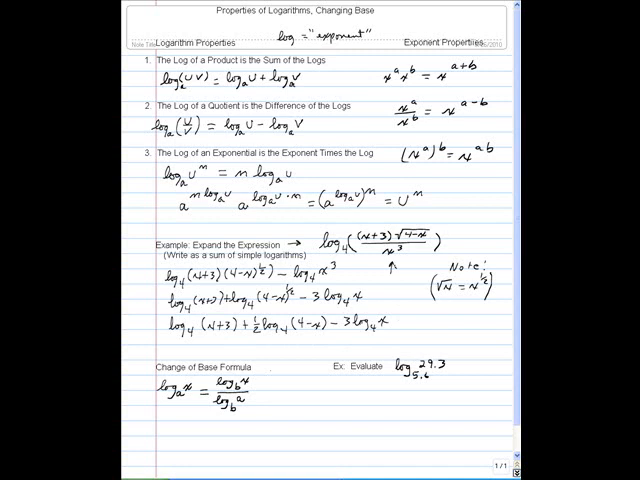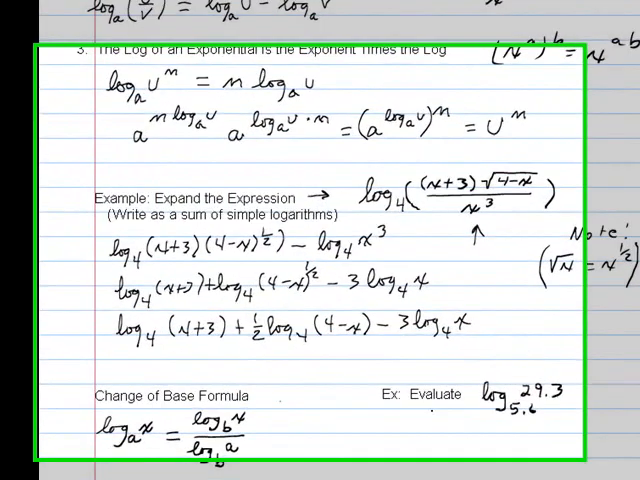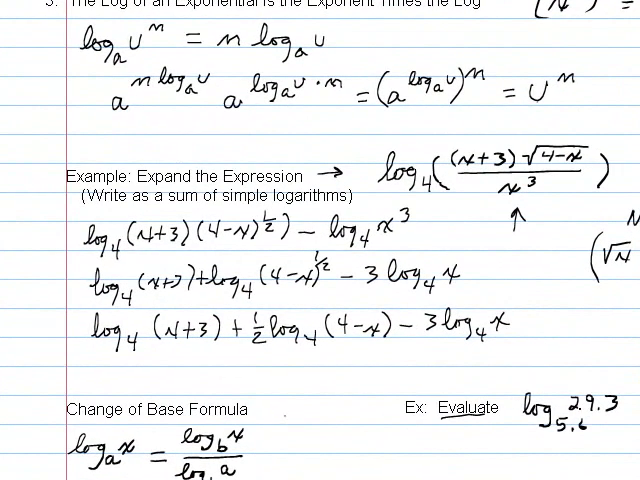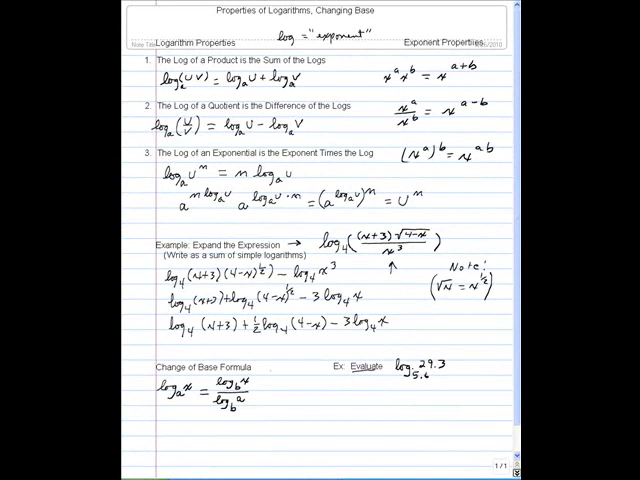Now the last thing I wanted to talk to you about was changing bases. If I gave you a problem like this, evaluate log 5.6 of 29.3, that's a handful. You're trying to find the exponent of 5.6 that will give you 29.3. Man, that would take a long time. But you can do it in a jiffy with something called a change of base formula. The reason this is hard is because the log 5.6 isn't in your calculator.